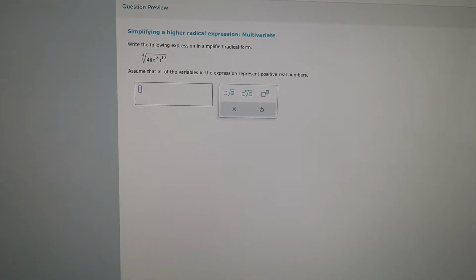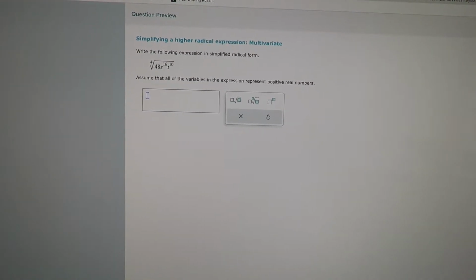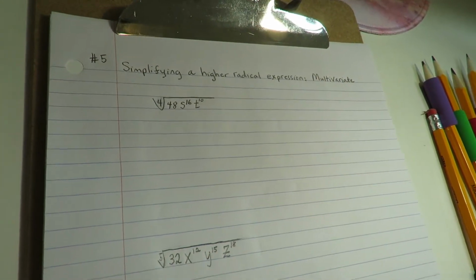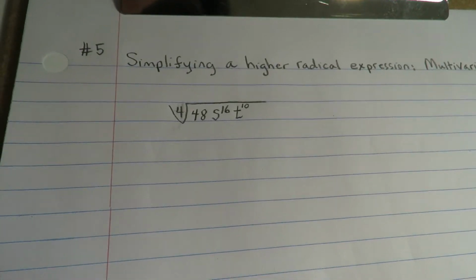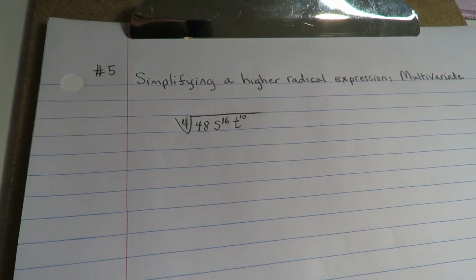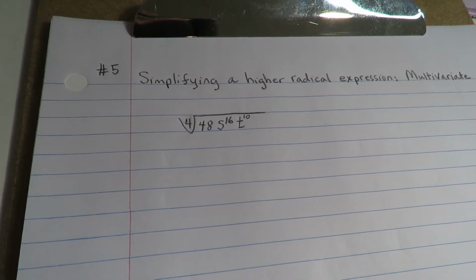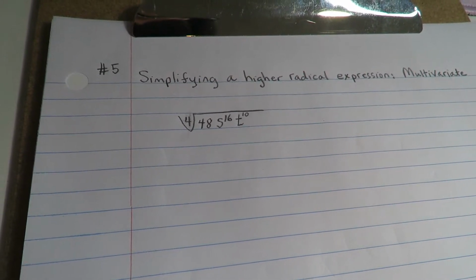So let's look at simplifying a higher radical expression that's multivariate. Okay, so we'll try something similar to what will be on the test, and then I've added another one for you. Okay, so this is a 4th degree. So for a coefficient, it means that you need to have a number repeating 4 times. Now, for a number to repeat 4 times, that means it's going to get quite large fast, right?